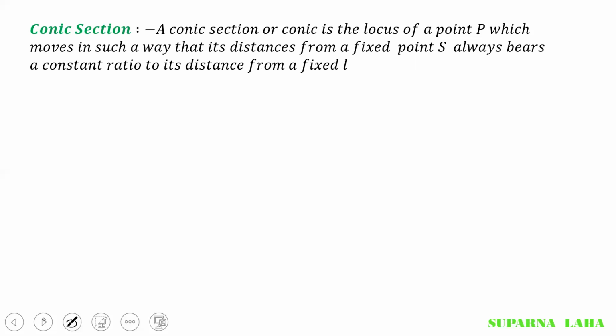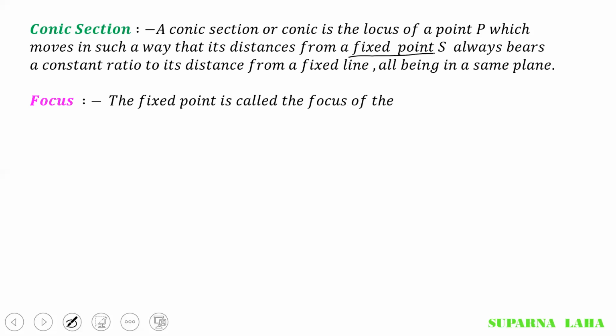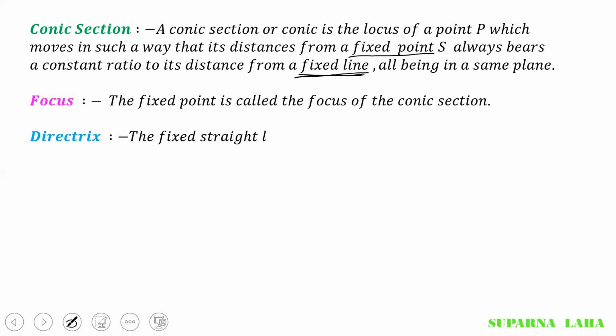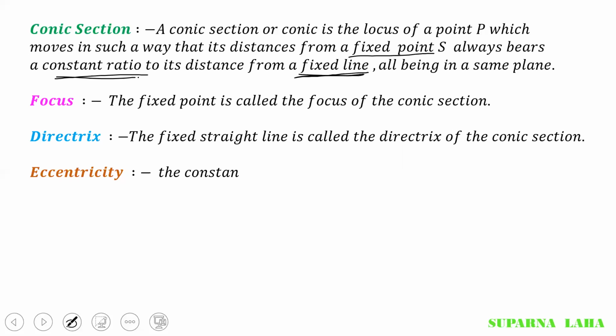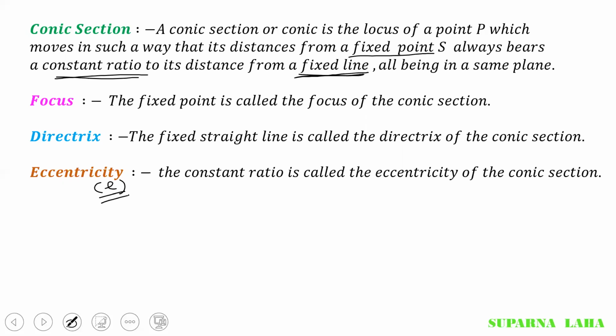Right? So this fixed point is called the focus of the conic section. This fixed line is called the directrix of this conic section. And this constant ratio is called eccentricity, and we define this as small e. Depending on this ratio, we can find different conic sections.